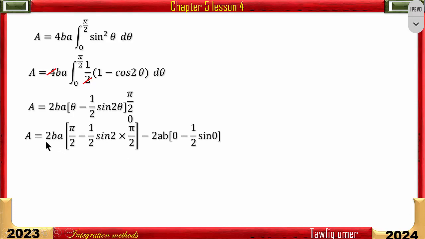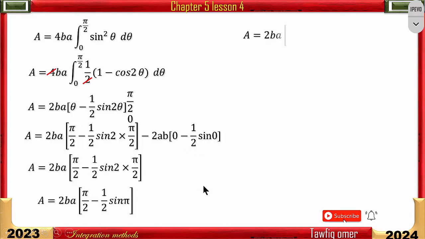And now substitute pi over 2 and 0. So A is equal to ba, when we are substituting pi over 2 in place of theta, it becomes pi over 2 minus 1 over 2 sine 2 times pi over 2, minus, when we substitute 0, it becomes minus 2ba, 0 minus 1 over 2 sine 0. And simplifying, it becomes A is equal to ba pi. This is the area of the ellipse.